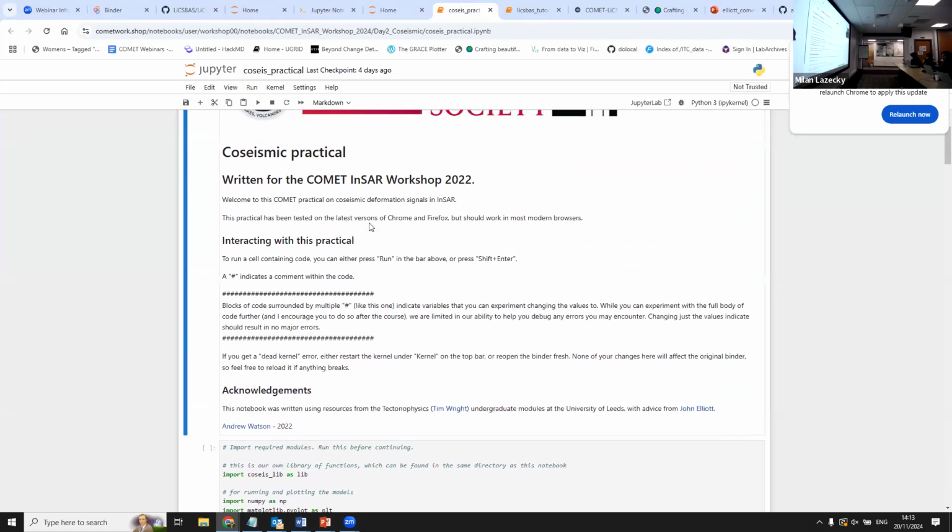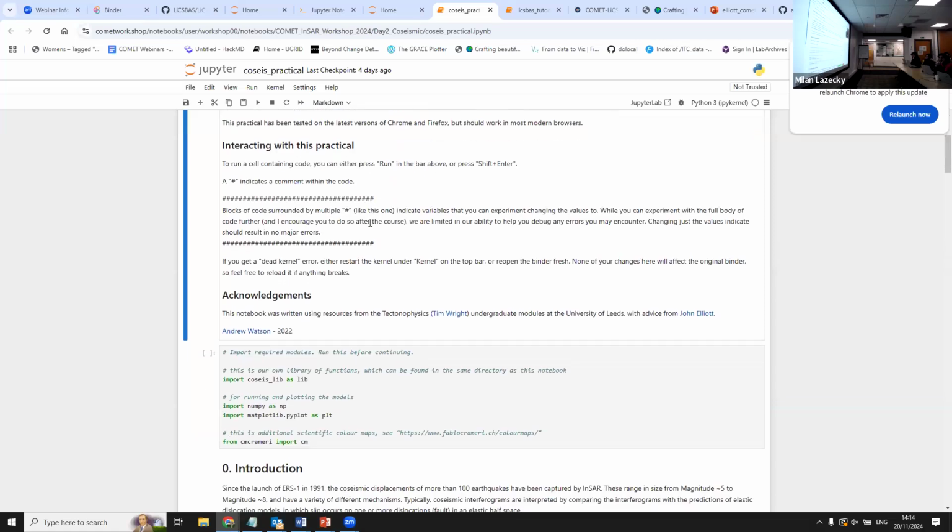Okay, I'll get started. So basically what we're going to be doing in this practical is having a go at what John has just described. So we're looking at the most parsimonious, the most simple, the easiest model that we can. We're not going to do any distributed slip or anything like that, but we're just going to represent an earthquake as a uniform slip using the Okada model.